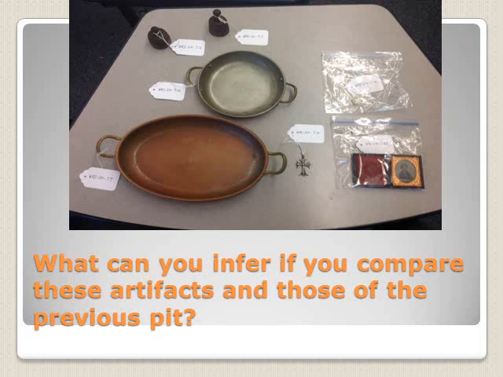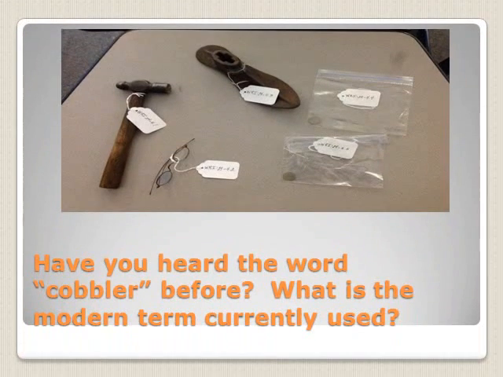Can you tell which of these artifacts is a daguerreotype? Can you tell what the 2 artifacts in the background are? How were they used? Have you heard the word cobbler before? What is the modern term currently used?